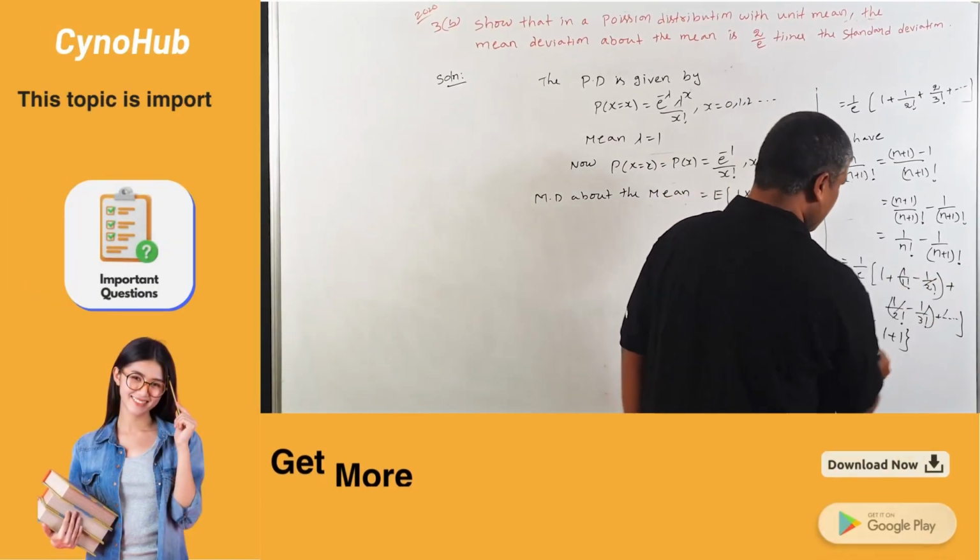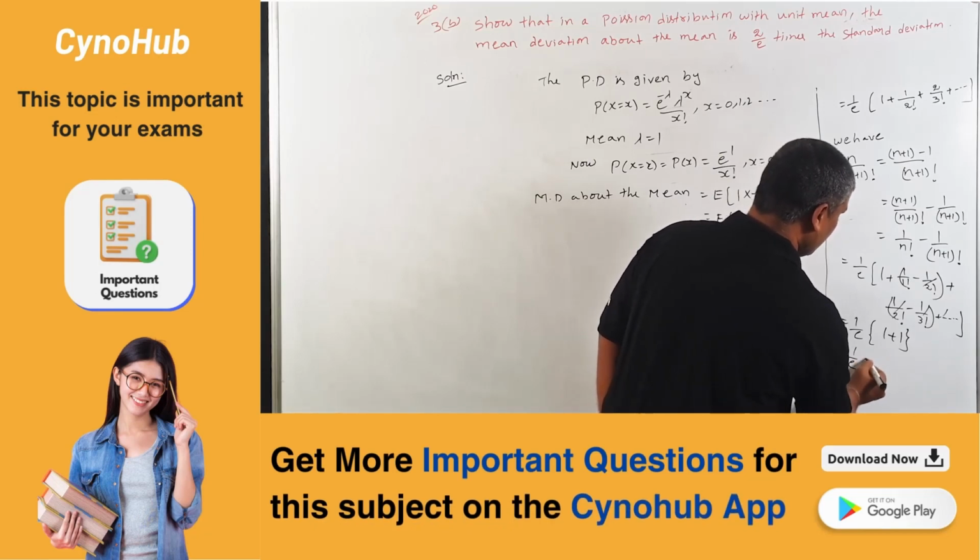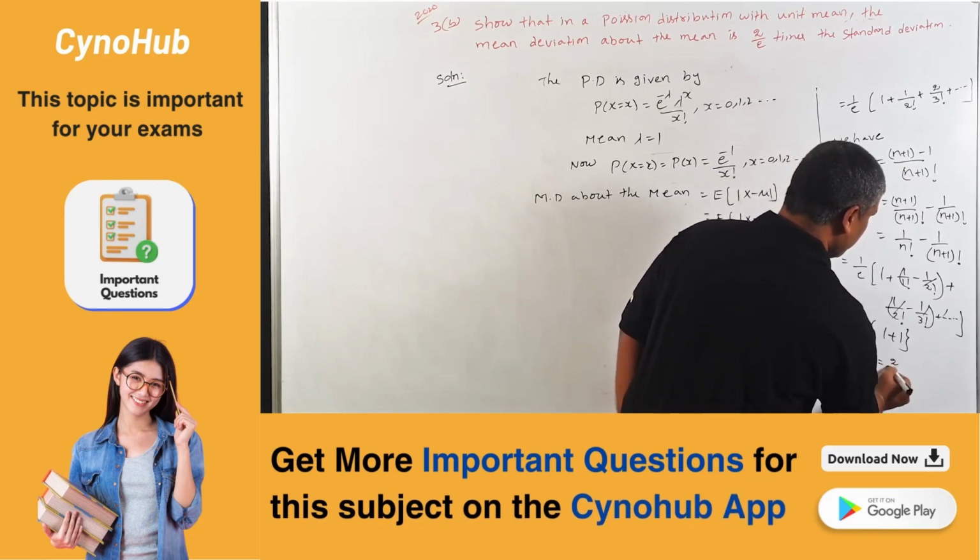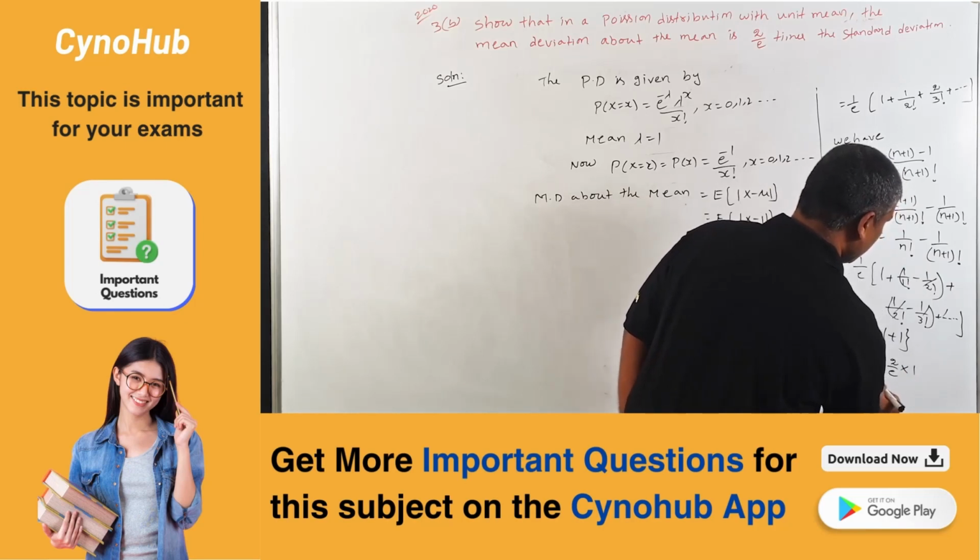All terms will cancel. That is 1 by e into 2, that is 2 by e. 2 by e into 1, I have written as 2 by e.